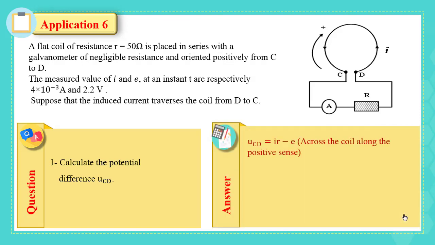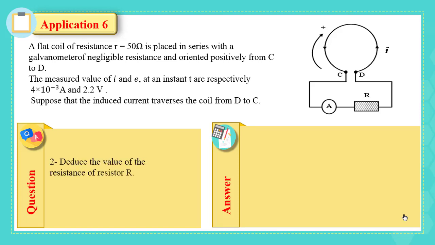UCD equals Ri minus E across the coil along the positive sense. Since I is opposite to the positive sense, we substitute I in its negative value. And since E and I have the same signs, E is also substituted in negative value. The expression of UCD becomes equal to minus 4 × 10^-3 multiplied by R, the internal resistance of the coil, which is equal to 50, minus 2.2, equals 2 volt.